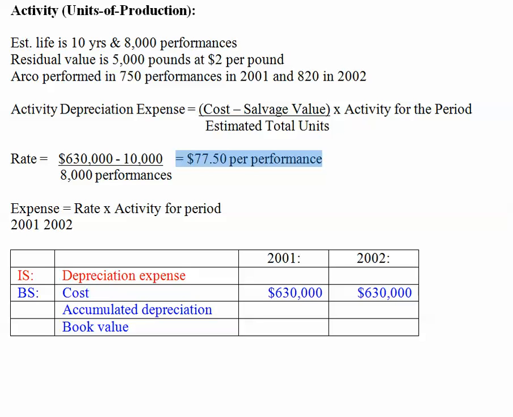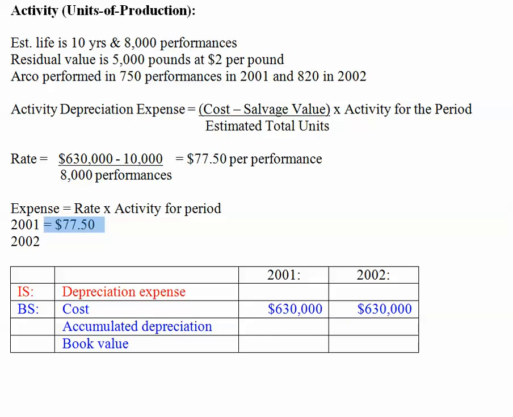But you don't do these entries every time you have a performance. You do these adjusting entries at the end of the accounting period, which is the year for us. All right, so $77.50 per performance. You have to then take that rate times the number of performances that you had, which was 750. So in 2001, they'll have $58,125 of a debit to depreciation expense, and the same amount for the credit to allowance, or accumulated depreciation.